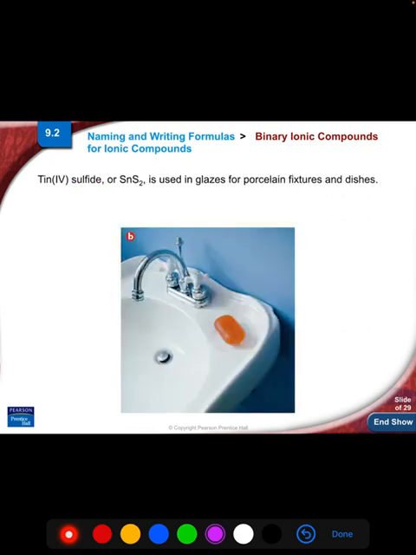Tin(IV) sulfide: here the IV indicates that this is Sn4+. Sulfide is the anion of sulfur, and it has a -2 charge because sulfur is in group 6, and I would need 2 of the -2 charges to combine with my +4 to give me a neutral compound. So my formula is SnS2. This is how I would write it, and this is how I would say it: tin(IV) sulfide.